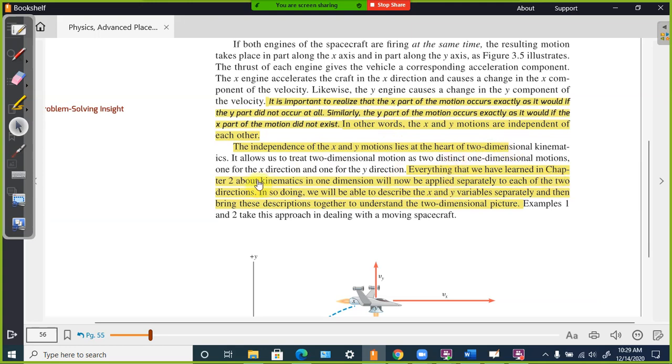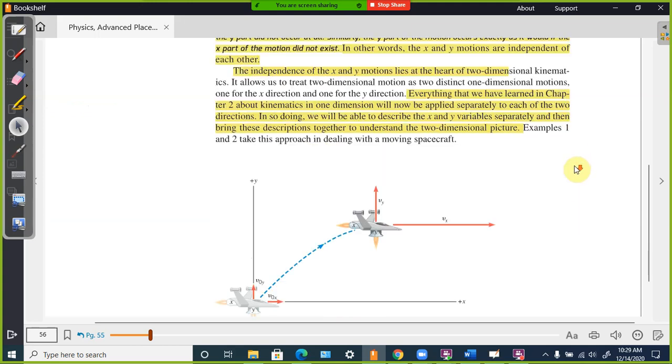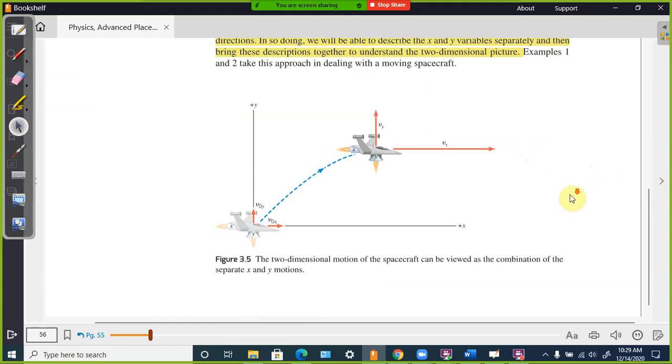Everything that we have learned in Chapter 2 about kinematics in one dimension will now be applied separately to each of the two directions. In so doing, we will be able to describe the x and y variables separately and then bring these descriptions together to understand the two-dimensional picture, okay?